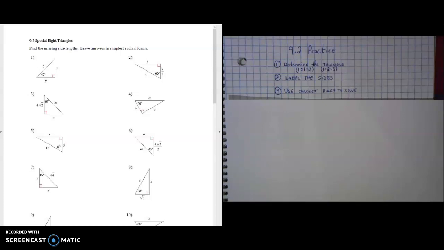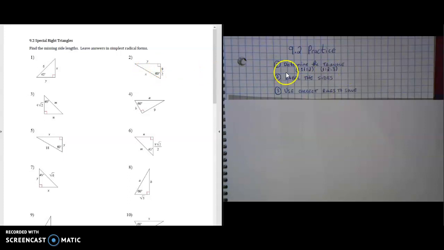Okay, so this is the 9-2 practice, and what we're going to do with section 9-2 is look at special right triangles of the isosceles and half the equilateral type. Their ratios are 1, 1, 2, because 45, 45, 90 is doubled. And then in the 30, 60, 90 triangles, you have 1, double, triple, so it's a 1, 2, 3 ratio.